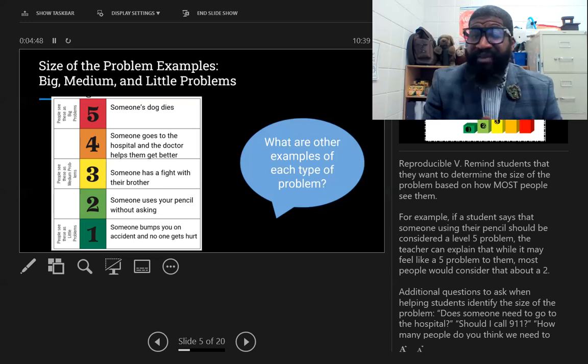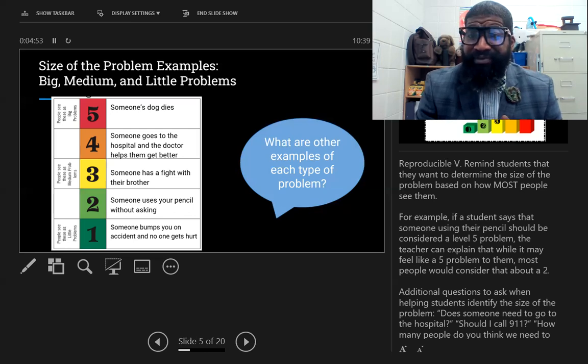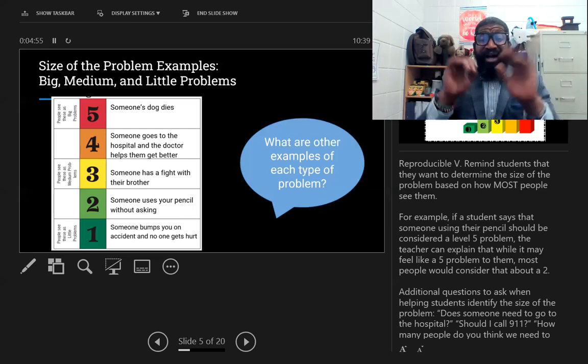I've experienced this before in my life, and it's not a good feeling at all. Someone's dog dying. It's really, really tough. Okay? That's a 5. All right.